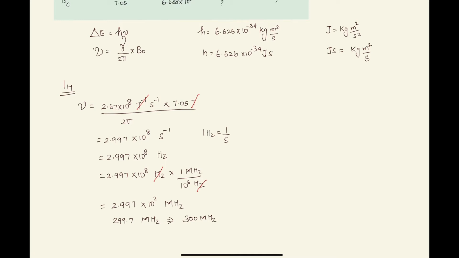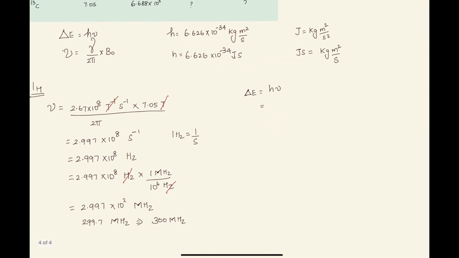Now let's calculate the energy for the hydrogen nucleus for it to flip from the alpha spin state to the beta spin state. Okay, now again, our formula is going to be delta E equals h nu. Now let's apply the value for Planck's constant with joules and seconds as units.